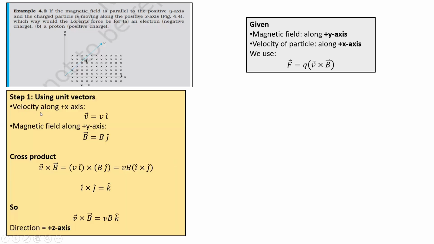Now, velocity along the positive x-axis, so v equal to v into i cap. Similarly, the magnetic field is along the y-axis, so vector B becomes B into j cap. Cross product, we want v cross B. That is equal to v i cap cross B j cap, which is vB times i cap cross j cap, equal to k cap. Therefore, v cross B becomes vB k cap. Direction is along the z-axis.